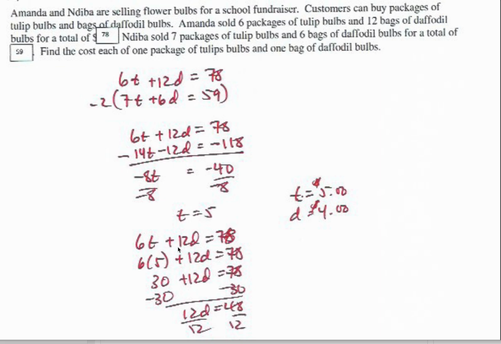Then I get 6t plus 12d is 78. 6 times 5 plus 12d is 78. 6 times 5 is 30, plus 12d is 78. Subtracting the 30, 12d is 48, dividing by 12, and d is 4. So tulip bulbs are $5, daffodil bulbs are $4. And that's your correct answers.